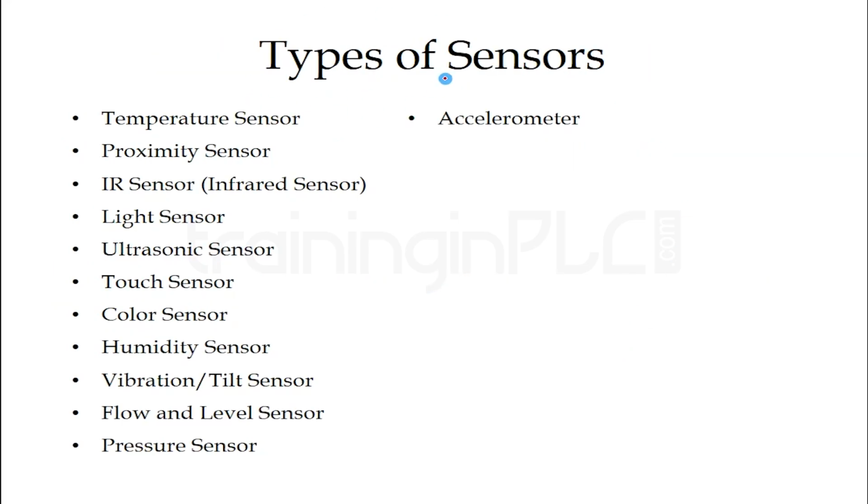There are different types of sensors available in the market: temperature sensor, proximity sensor, IR sensor, light sensor, ultrasonic sensor, touch sensor, color sensor, humidity sensor, vibration or tilt sensor, flow and level sensor, pressure sensor and accelerometer. Depending on the application and depending on the users, we'll choose the sensors.